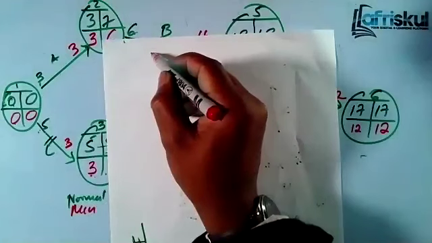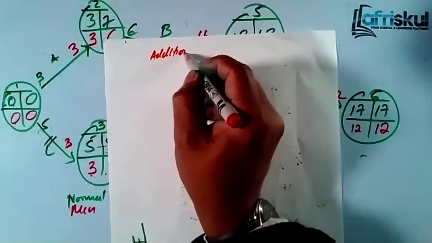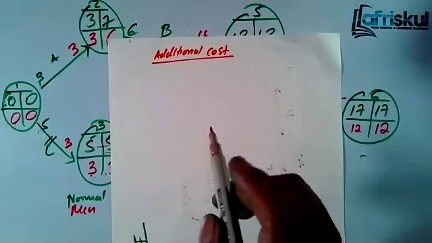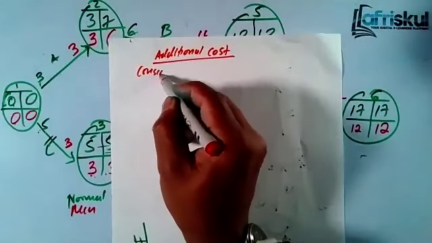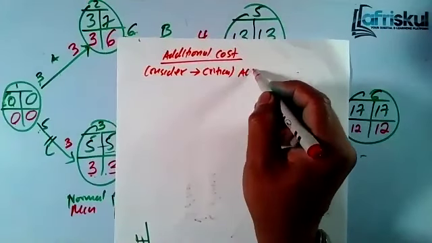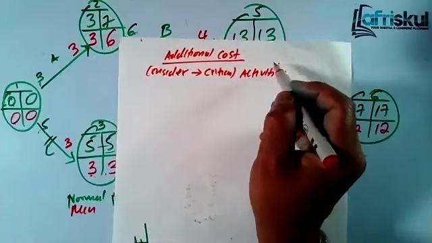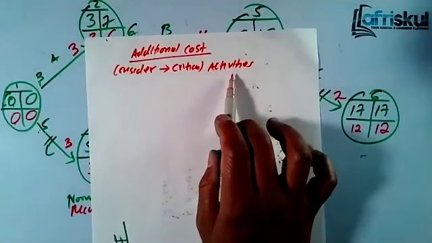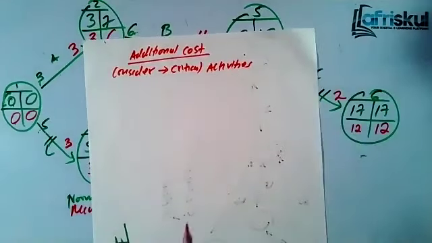This is how we get the additional cost. If the question asks about the additional cost, you need to consider critical activities. I repeat again: if the question asks about additional cost, you take the critical activities. If it's asked about the minimum cost, you have to consider both critical and uncritical. But for the additional cost only, you only consider the critical activities.